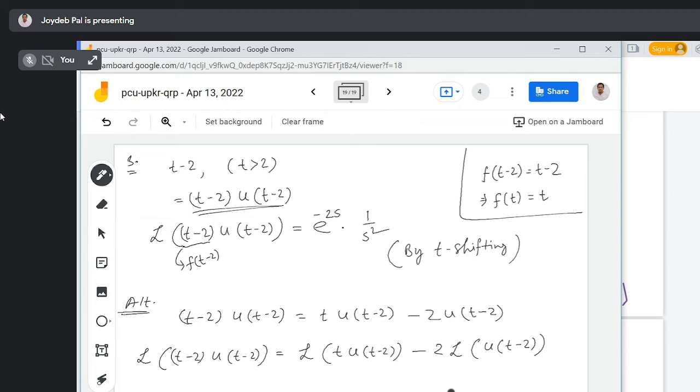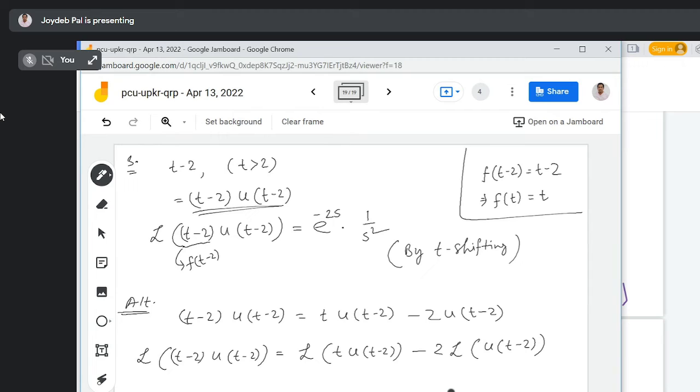So what I am saying is, if the form is given as f(t minus a) u(t minus a), then you apply the main formula. And if the form is given as f(t) into u(t minus a), then you apply the modification. But for any problem you can use either formula. Given any form, you can apply the main formula as well as the modification formula. But which is better, I have told you.